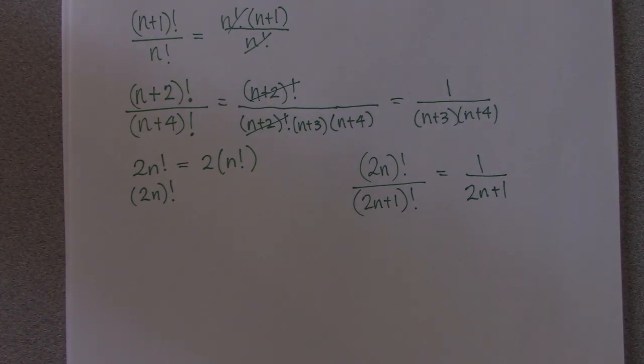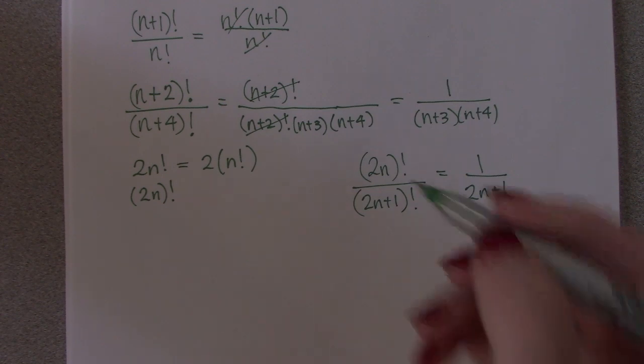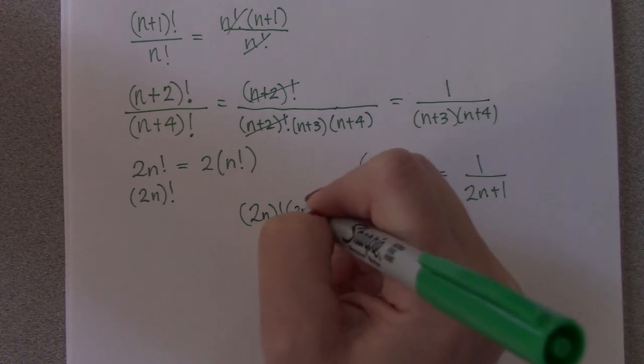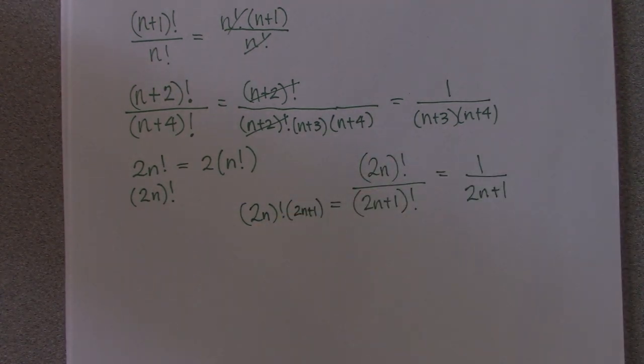Because 2n plus 1 is one number past 2n. So this right here is 2n factorial times 2n plus 1. So if this were 6, this is 7.